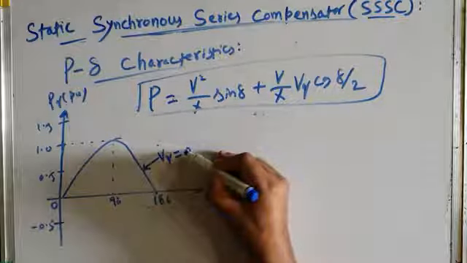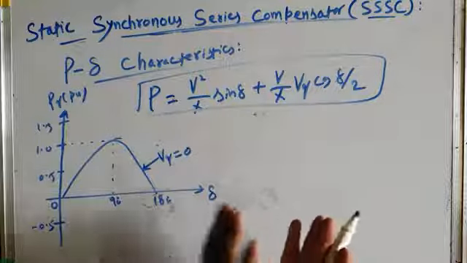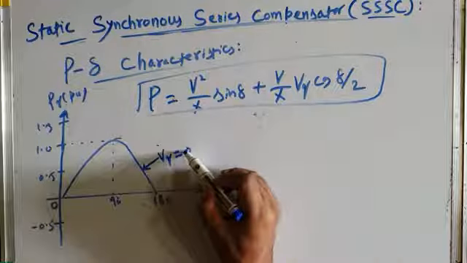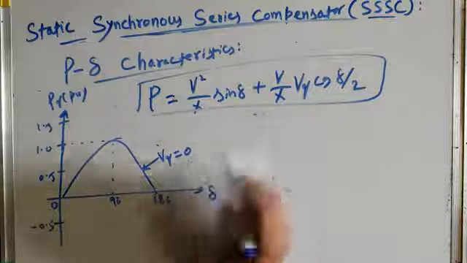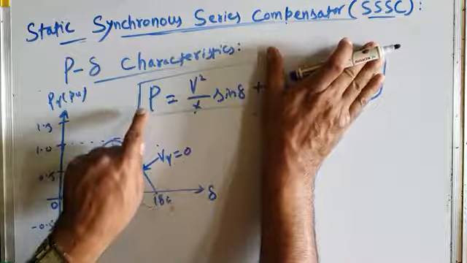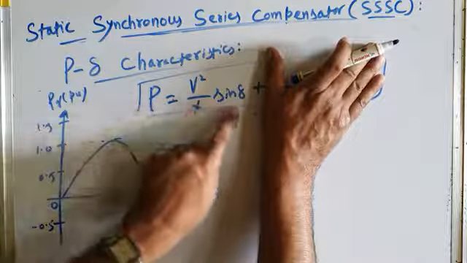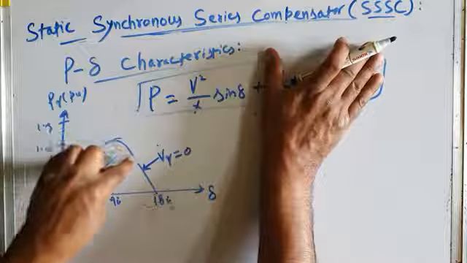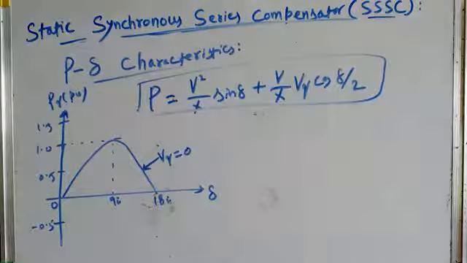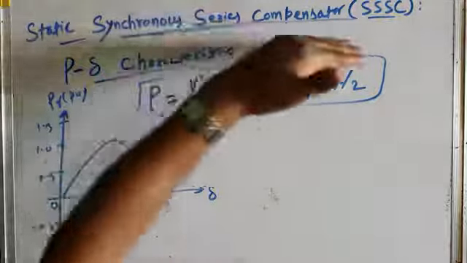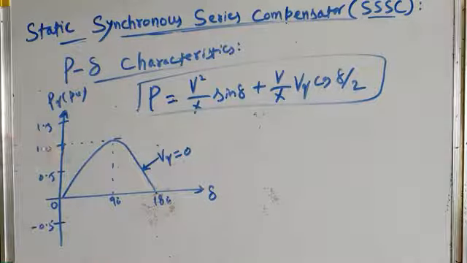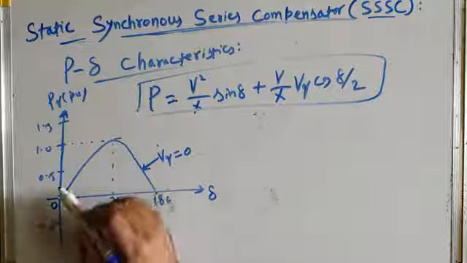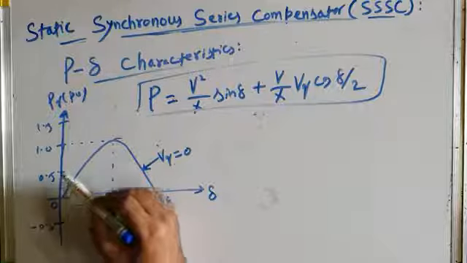We may have this SSSC connected in the system, but it is in the off state, not injecting any voltage. So for VQ equal to 0, this term becomes 0, so your P equation becomes V square by X sin delta. So this is the power angle characteristic of the uncompensated transmission line. And then if you connect your SSSC and make it inject voltage in series with the transmission line, your power angle characteristic is going to change. For example, it may become something like this.